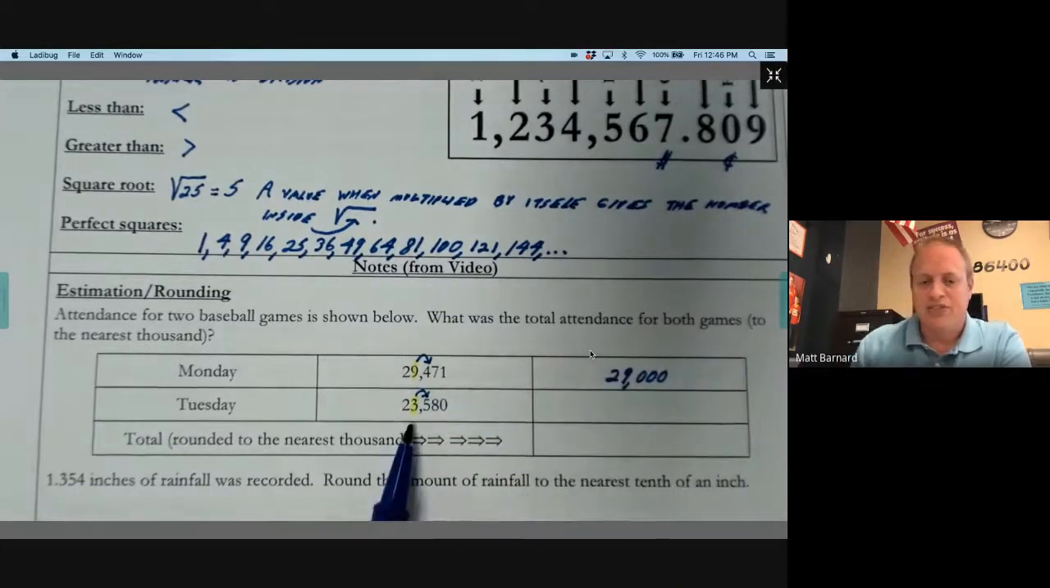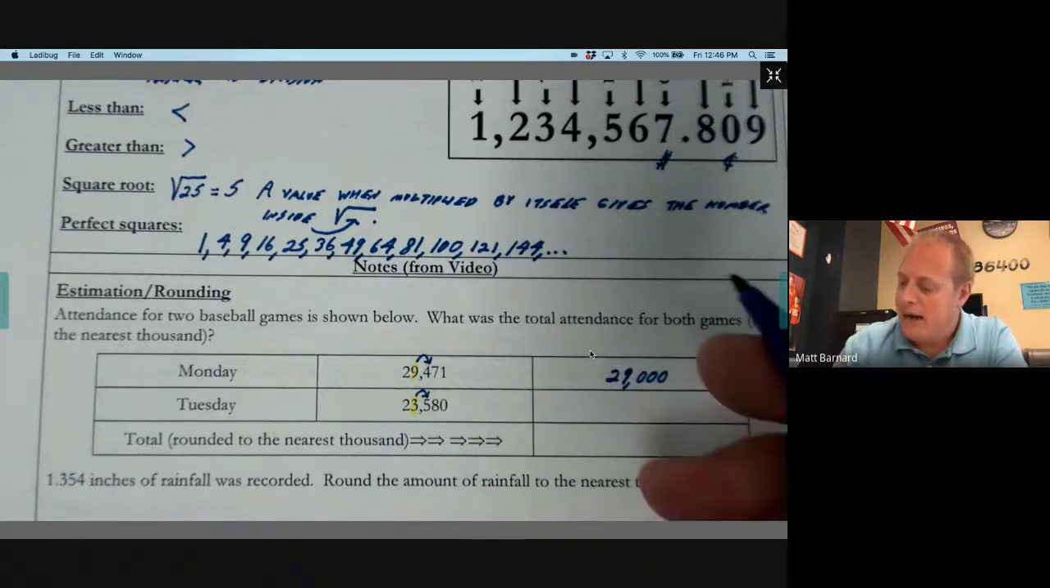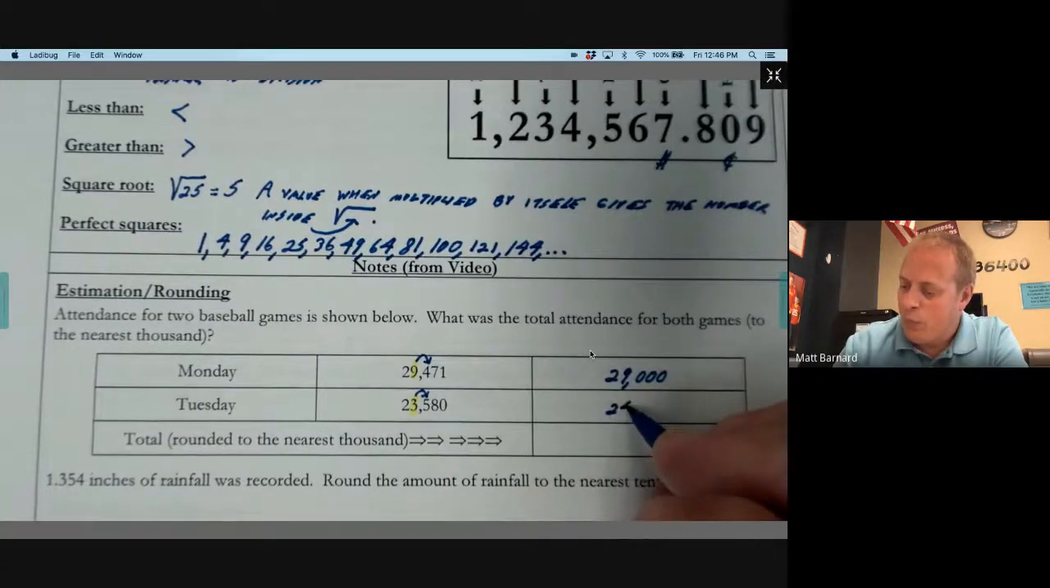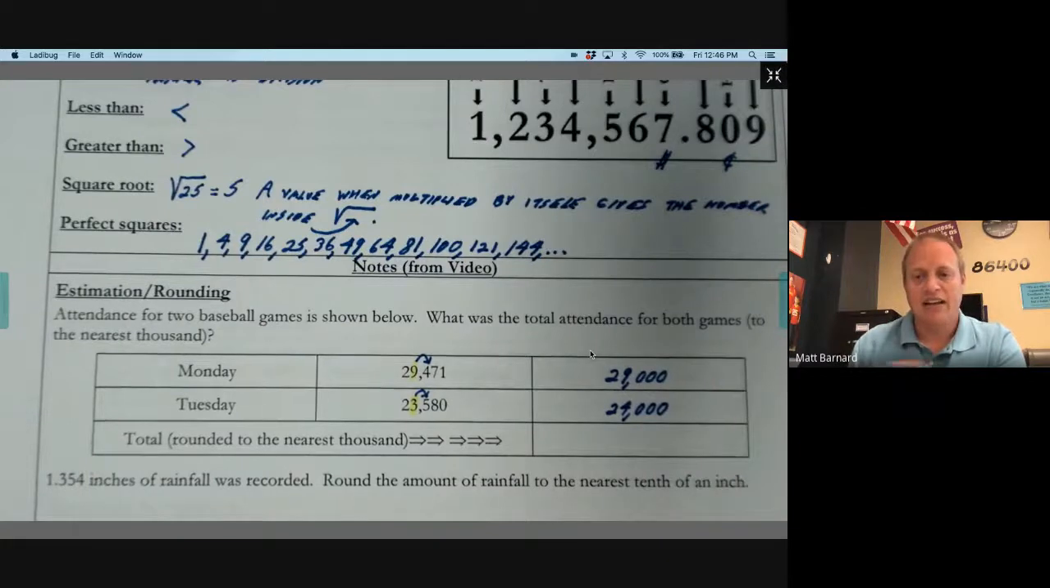So our options are, this number is between 23,000 and 24,000. Because the number to the right of the 3 is 5 or larger, this will round up because 23,580 is closer to 24,000 than 23,000. Now it says total. So we're going to take these two and we're going to find the sum of those.